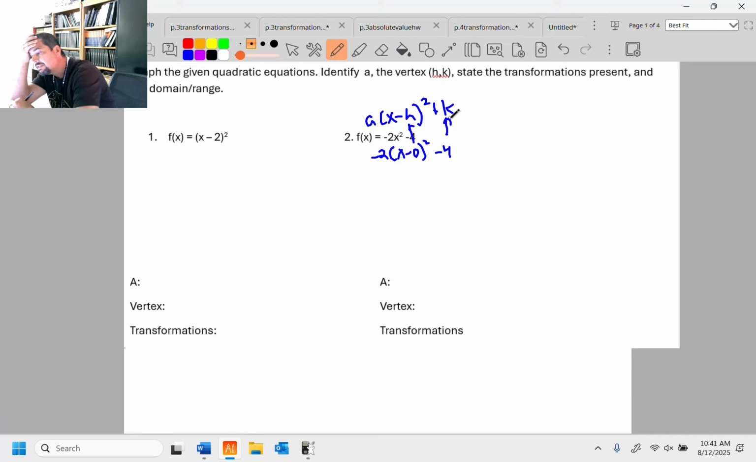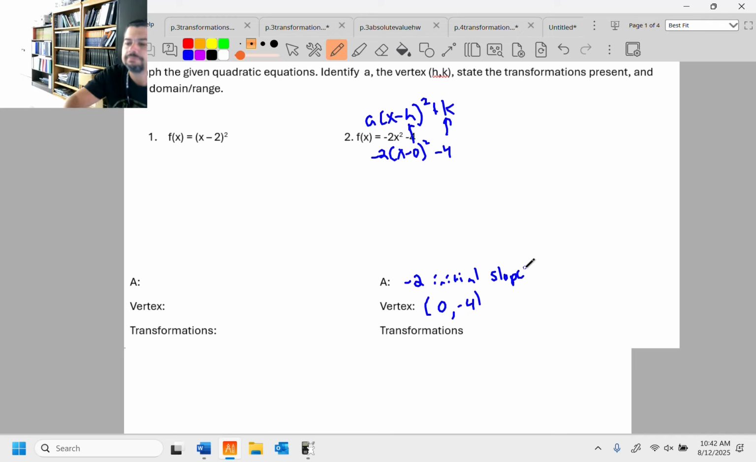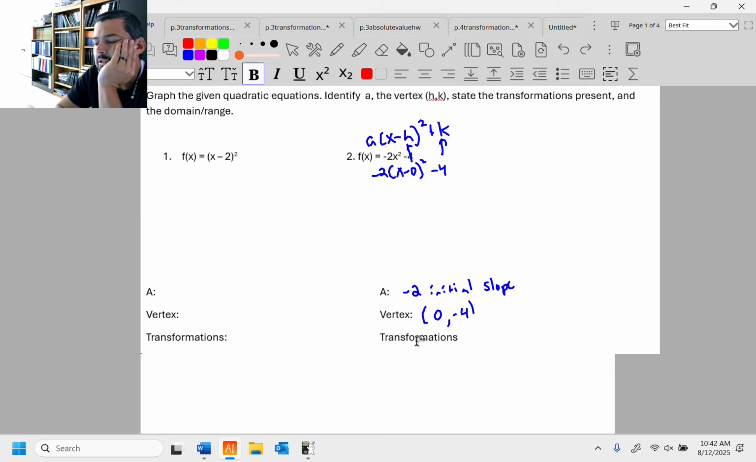I have a vertex at 0, negative 4, and don't be the kid who writes negative 0. 0 has no sign, it never has, and it never will. It's literally nothing. So the vertex is at 0, negative 4. The a value is negative 2, and think of that as initial slope, okay? And let's talk about the transformations that are present. I've got enough now that I can talk about those.